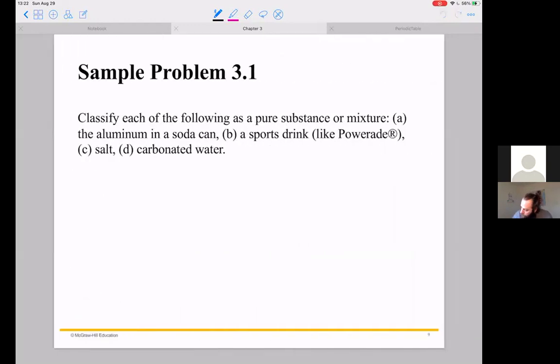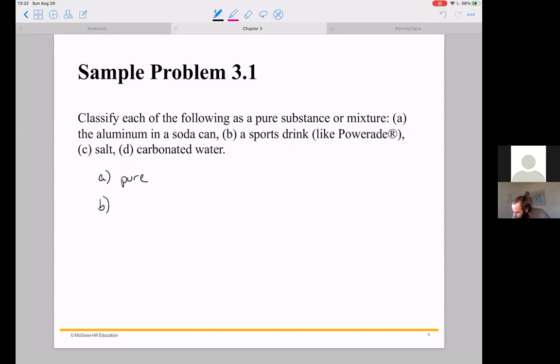All right, so sample problems that I could ask you from this particular lecture would be something like, let's classify these as being a pure substance or a mixture. So aluminum in a soda can, is that a pure substance or a mixture? A soda can is actually made of just pure aluminum that's been rolled up into this particular shape. So that would be a pure substance.